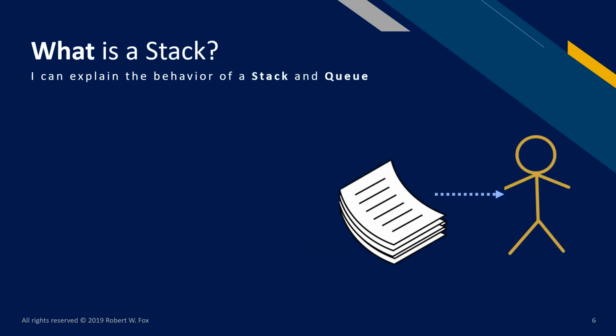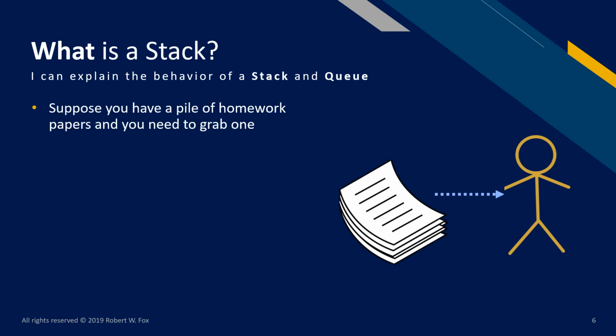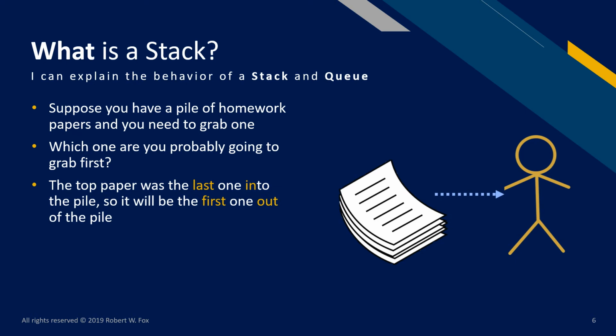So if a queue is a first in, first out data structure, then what's a stack? Well, suppose that you've got a pile of homework papers and you want to grab one. Now, which one are you going to grab first? I suppose it could be any one, but generally speaking, when you grab something from a pile, you usually grab from the top. So the last one you put on the pile is the first one to come out of the pile. And so a stack of papers really helps illustrate the idea of what a stack is as a data structure.